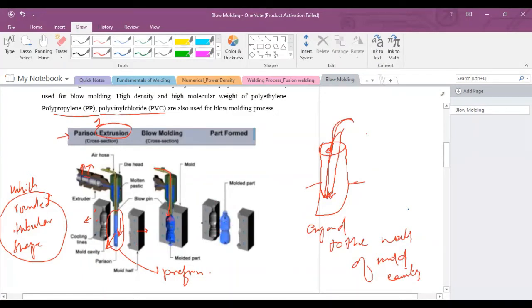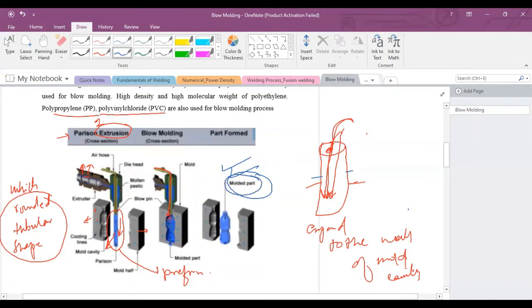This gas pressure inside this tubular part, as you can see here, this is the tubular part, this is the final product, pushes the tubular wall, or expands the wall of the parison, until it takes the shape of the mold. As you can see, when you join these two parts of the mold, you will get this shape of the bottle. In the final stage, this molded part will be ejected through the ejector pins. This is the final stage, and you have your molded part, the final product.